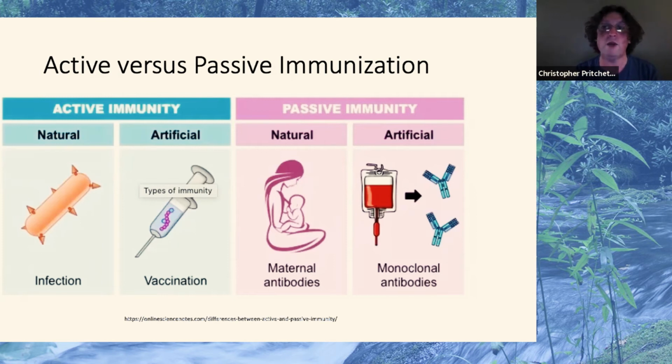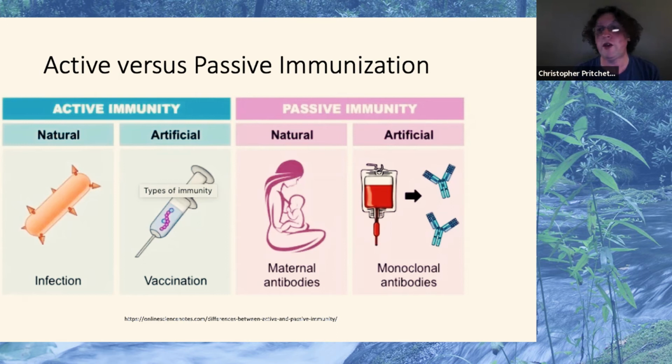So passive immunity doesn't last as long. It doesn't develop that memory response. And you're also capable of getting a passive immunity artificially. This would be when you get convalescent sera, for instance, in the case of some SARS-CoV-2 patients, getting convalescent sera from other people who have survived to lessen or decrease the severity of their symptoms. So this would be another example of artificial passive immunity.